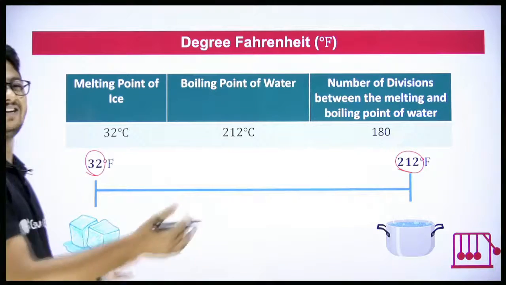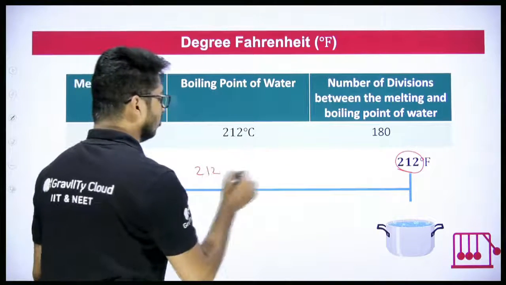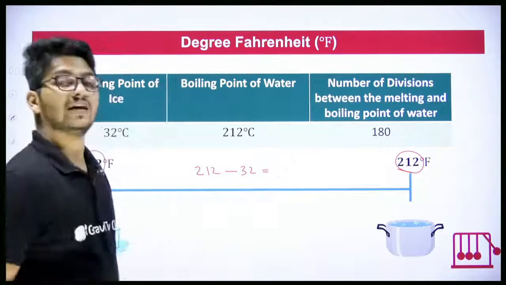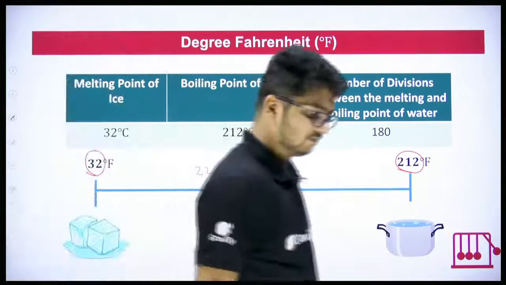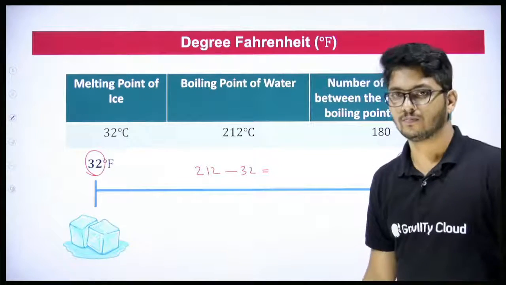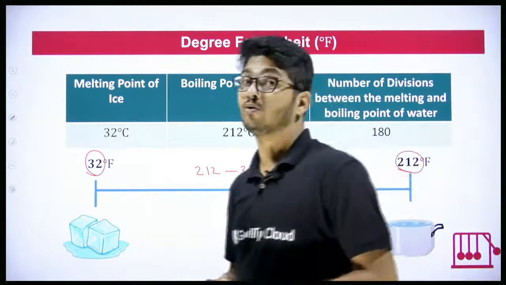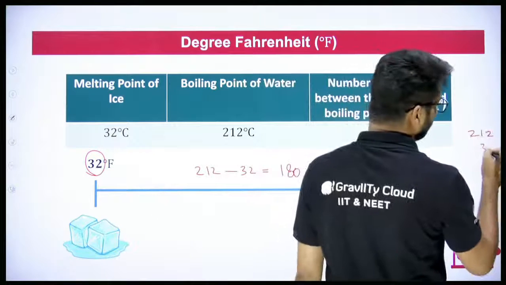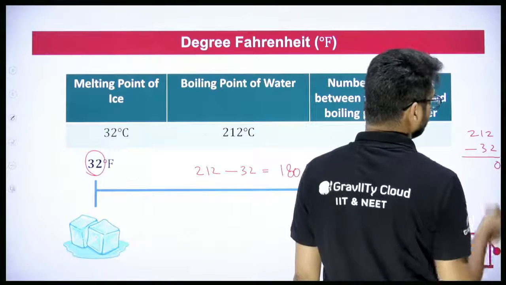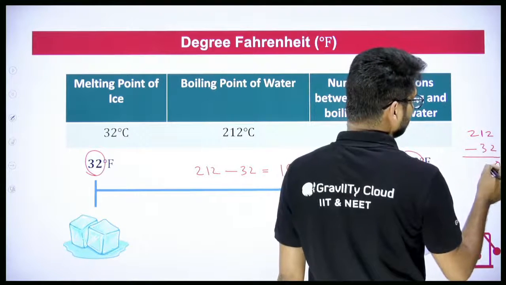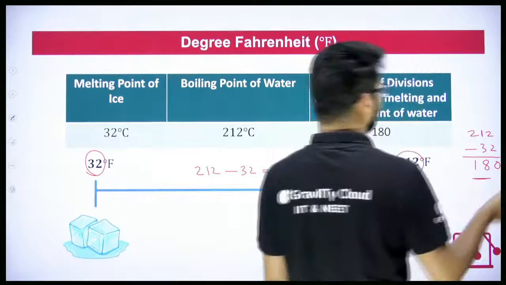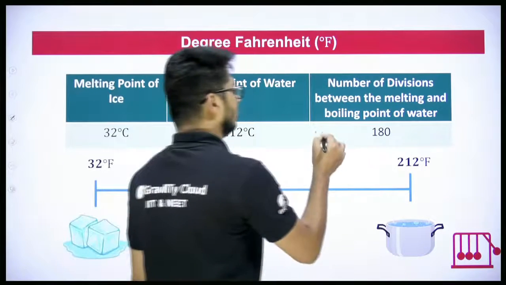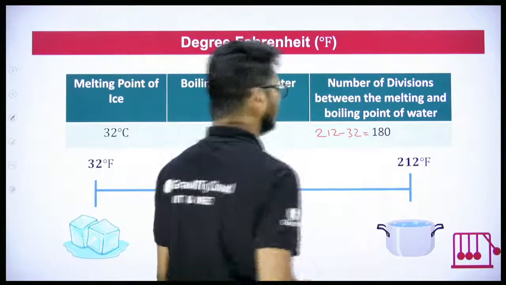And how many parts is it equally divided into? You have to subtract the melting point of ice from the boiling point of water: 212 minus 32. Do it, everyone. Subtract 32 from 212. What will you get? 180. 212 minus 32: 2 minus 2 is 0. You have 1 and 3, so 11 minus 3 is 8. 2 becomes 1, so 180. Clear? So you can just say 212 minus 32 is equal to 180.